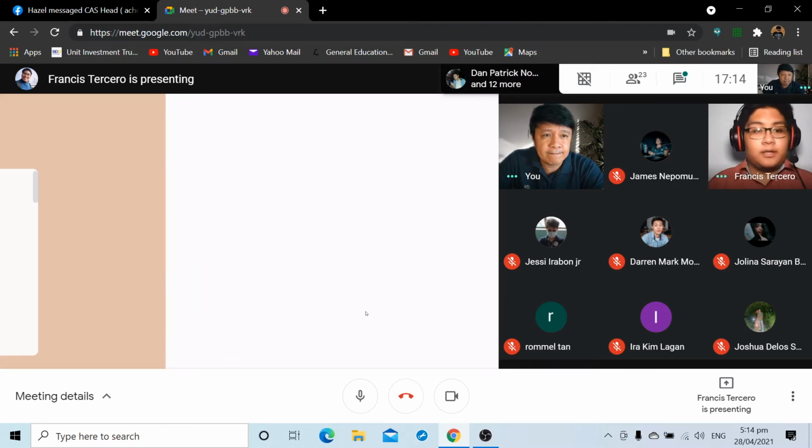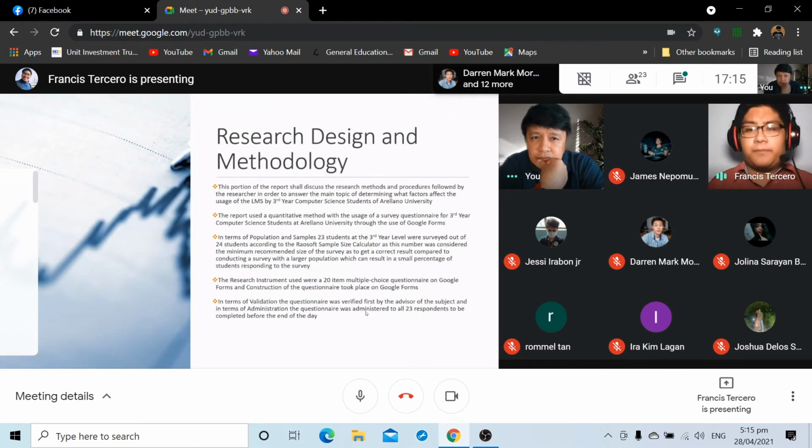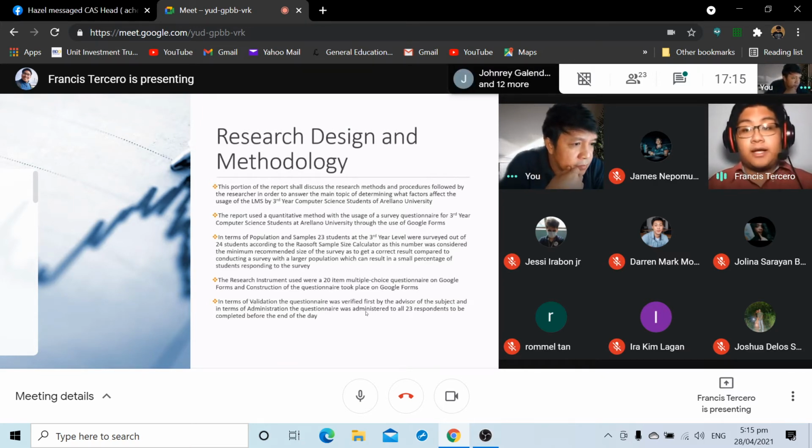Okay, so the research design and methodology. So this portion will discuss the research methods and procedures followed by the researcher in order to answer the main topic of determining what factors affect the usage of the LMS by third-year computer science students of Arellano University. The report used the quantitative method with the usage of a survey questionnaire for third-year computer science students at Arellano University through the use of Google Forms.